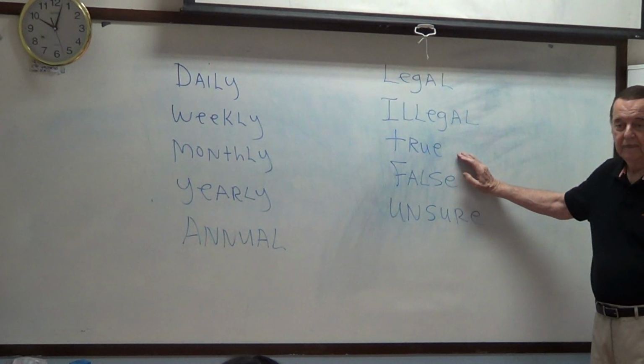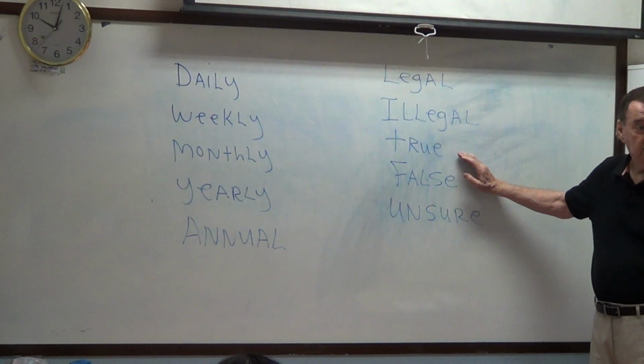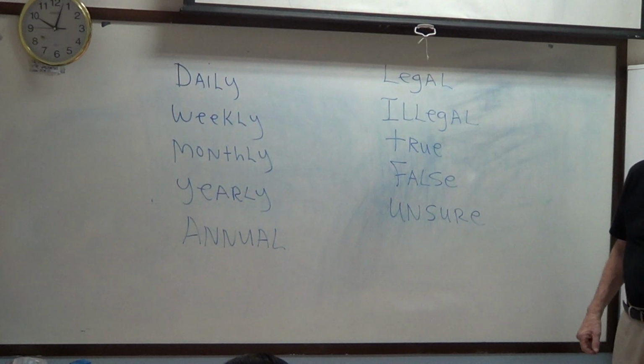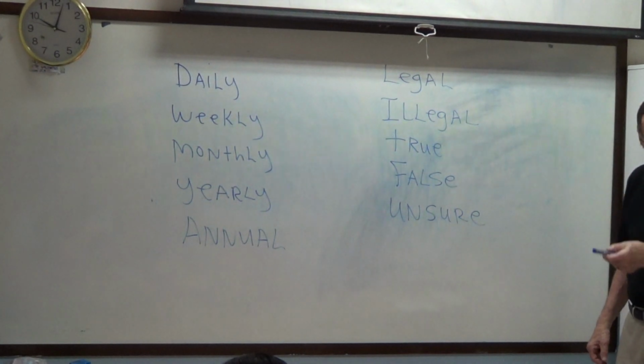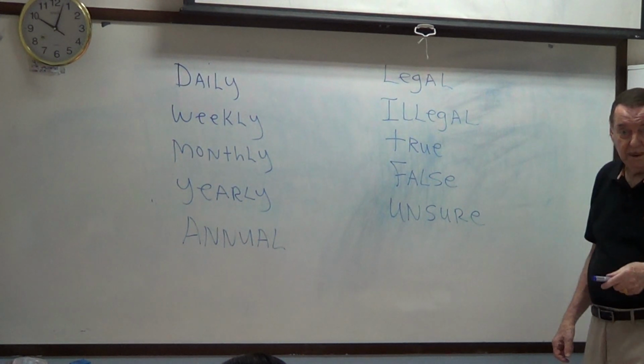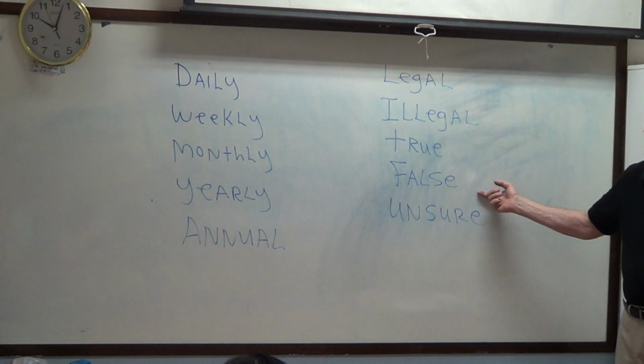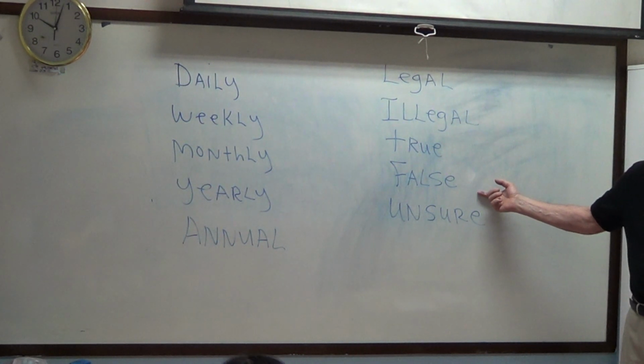True. Again, true. Correct. True, correct, true statement. Is it true? Is it raining? Is it true? No, it's not raining. It's not true. But if it is raining, it is true, because it is raining. True. Accurate, correct. False. Not true. Not correct. Exactly. Not false. Yeah, false.